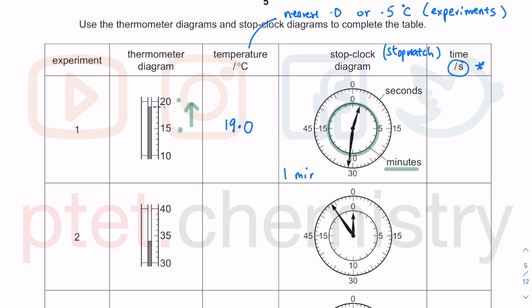Read it first. 1 minute for the short hand. The long hand is seconds. Let me just highlight this in pink because it might be better in color, although you're not allowed to use a highlighter in the exam, of course. So what do we have there? 0 all the way to 30, then 35, 40, 45. So this is 31 seconds. So 1 minute 31 seconds: 60 seconds for 1 minute, plus 31 seconds, that's 91 seconds altogether.